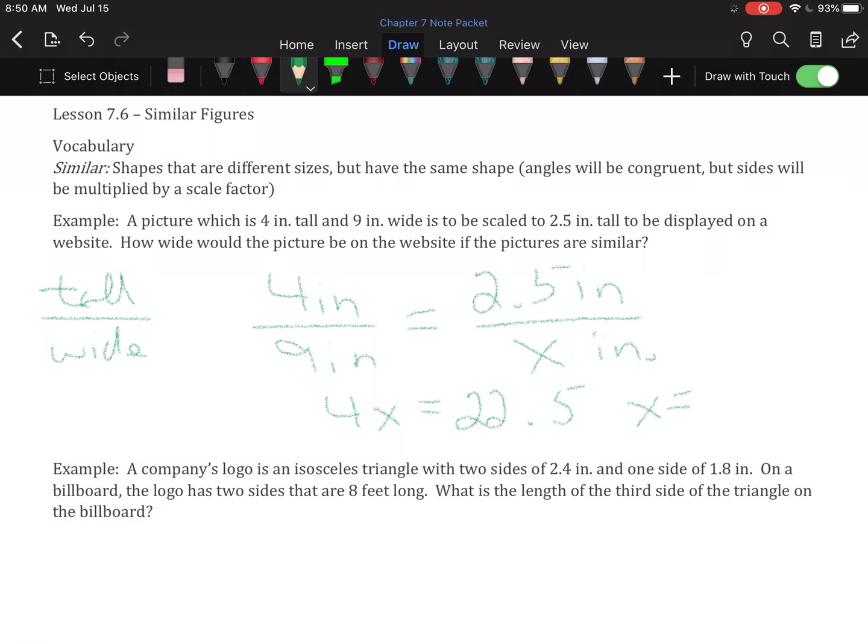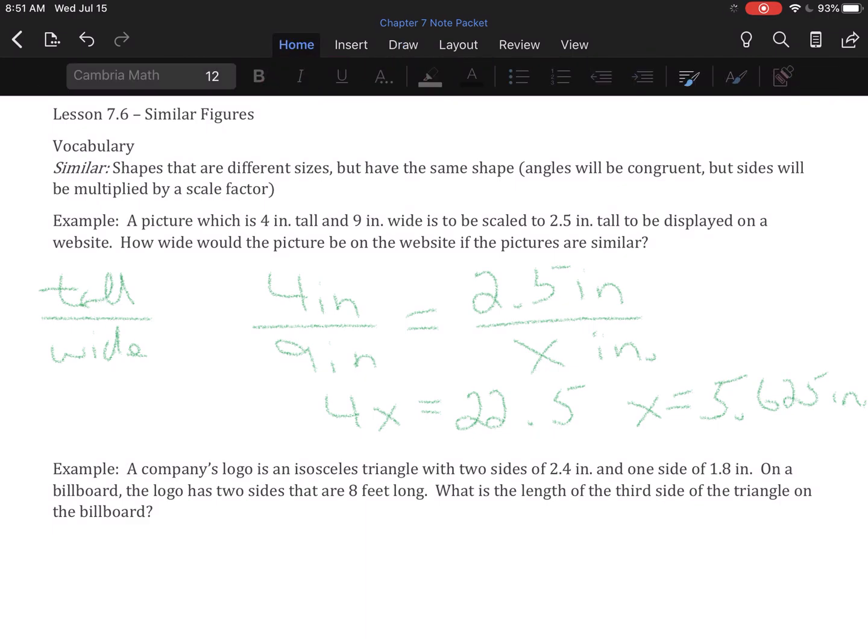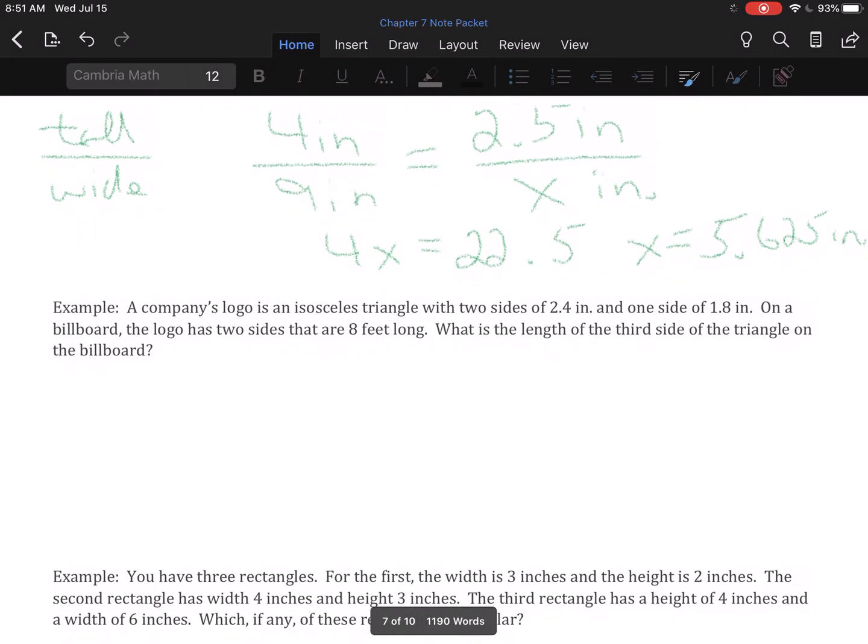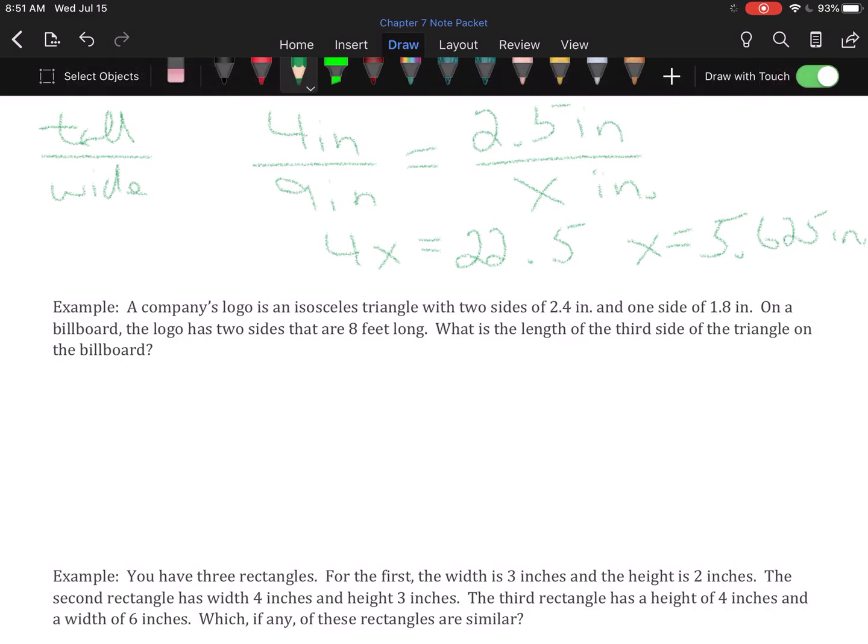When we divide both sides here by 4, 22.5 divided by 4 is 5.625 inches. And yes, I do expect you to write out the entire decimal there. We're setting up our own proportions, cross-multiplying and dividing.